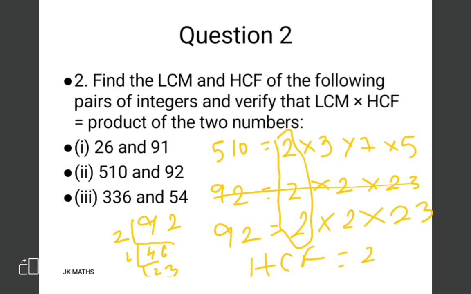Now to find LCM, let's go to LCM. For LCM we should take all the numbers, that is 3 into 17 into 5 into 2 into, except the numbers which we have circled. So in the circle we should take only the one number, that is 2, only one 2.